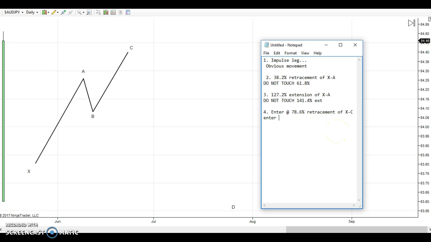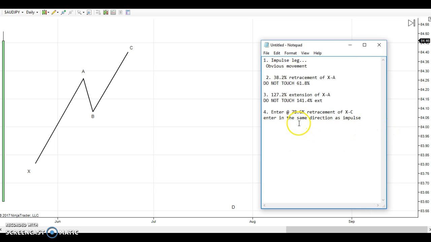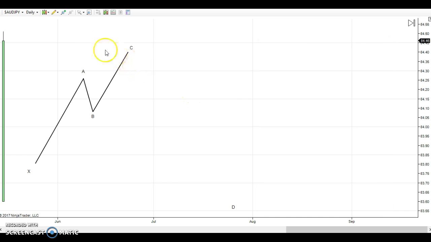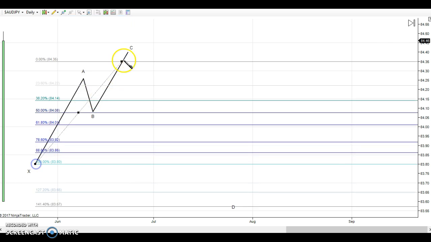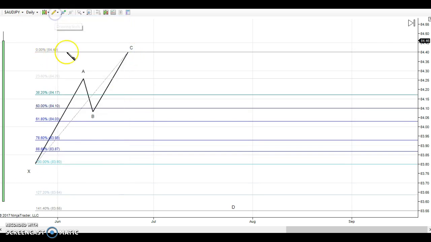Another thing to note, we want to enter in the same direction as the impulse leg. That's not going to fit there. Let me stretch it out. So enter in the same direction as the impulse leg. What does that mean? Well, let's finish up this pattern and I'll show you. So we're going to go X to C, and we want to enter at the 786. And that's going to be right here.